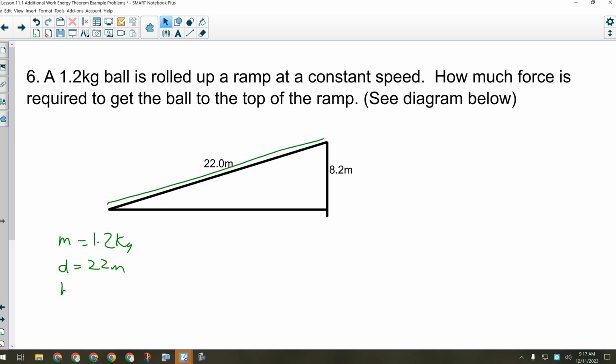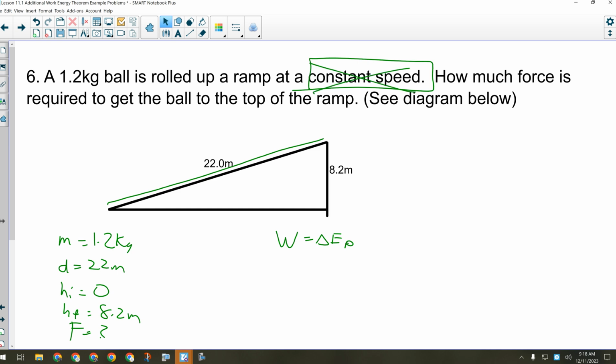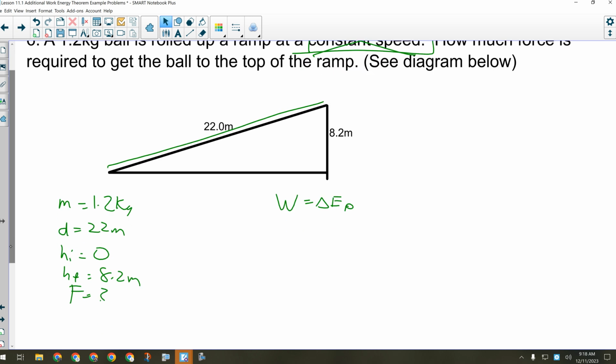Now, my initial height is going to be what? Right, and my final height is going to be 8.2 meters. All right, all I'm looking for is the force used to push it up the ramp. Okay, so work is a change in what kind of energy for this one? Potential, because it specifically said, as we said before, we are not changing the speed, therefore we are not changing the kinetic energy of the ball.